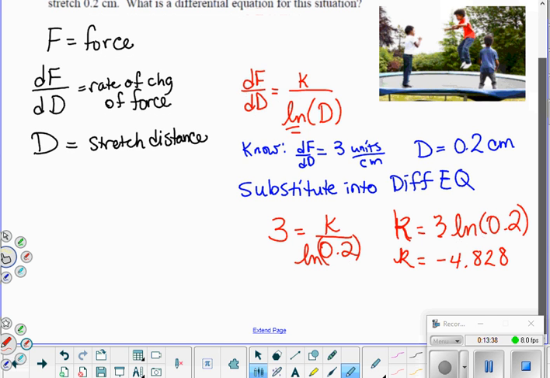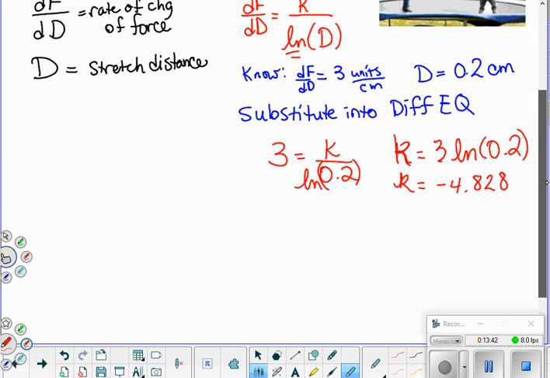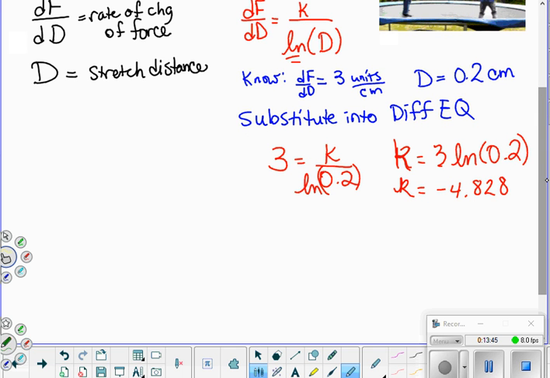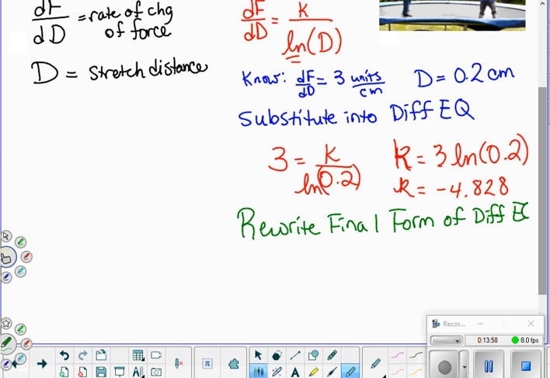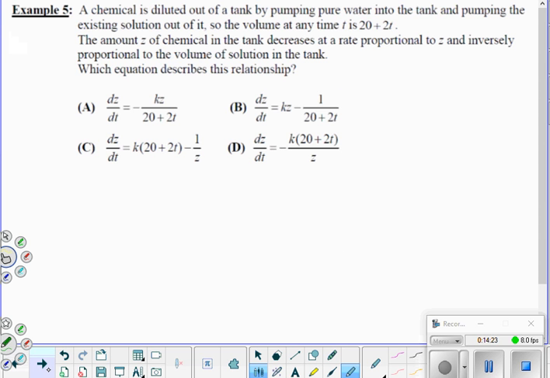And now, final step is just a rewrite. So I need to be able to see my original function, and now I want to rewrite the final form of that differential equation. And it's going to look like dF dD is equal to our K value of negative 4.828 divided by natural log of the spring stretched. Okay, so if I knew D, how far we stretched it, I can come up with the rate of change of force. So you will have to do a few of those on homework.